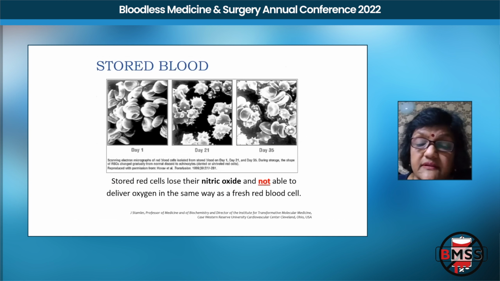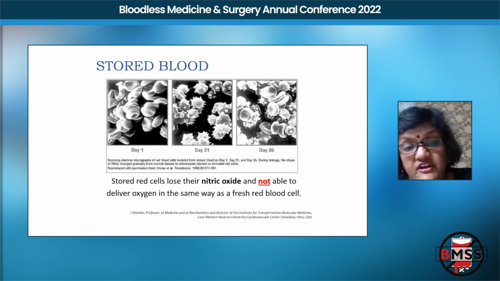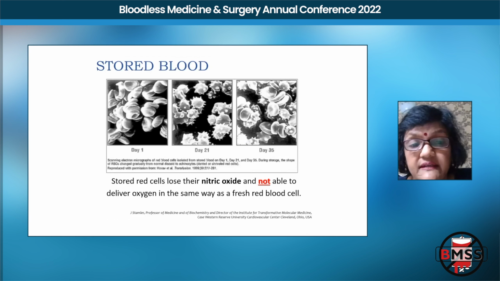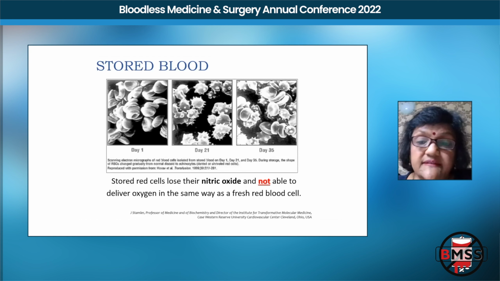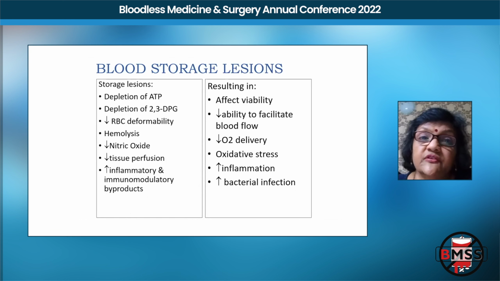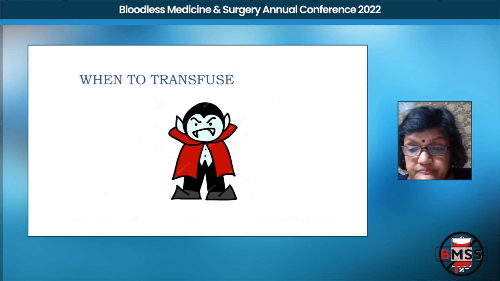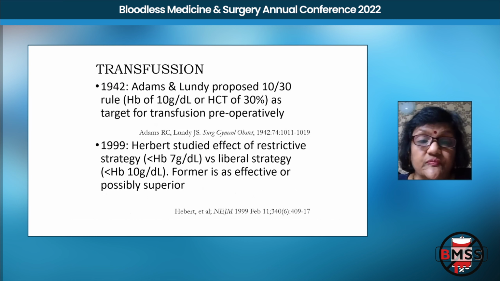So is the stored blood actually as good as giving fresh blood? Definitely not, because the stored red blood cell loses its nitric oxide and is not able to deliver oxygen in the same way as fresh blood is. So the blood storage lesions, what happens is that storage lesions result in depletion of ATP and 2,3-DPG, decrease in nitric oxide, decrease in tissue perfusion, and increase in inflammatory products, which then results in decreased oxygen delivery and increased inflammation and bacterial infection.